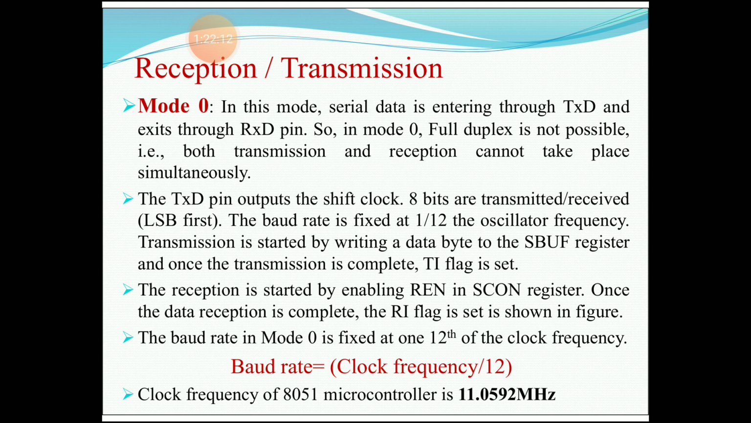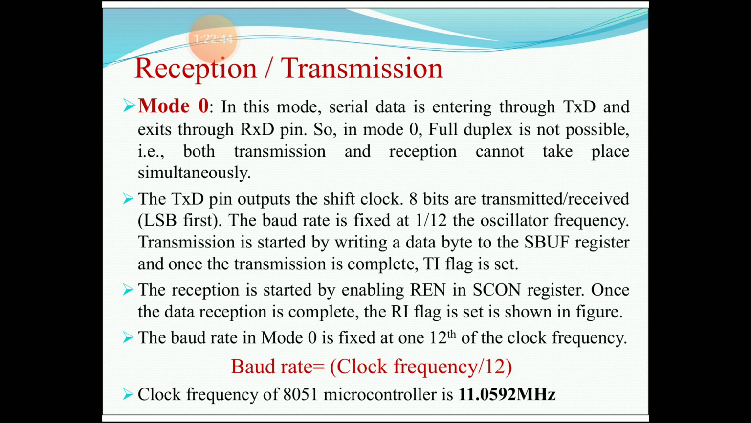Now let us see the various modes of operation. First one, mode 0 operation. In this mode, the serial data is entered through the RxD line and exits through the TXD line. In mode 0, full duplex operation is not possible. That is, both transmission and receive operations cannot take place simultaneously.